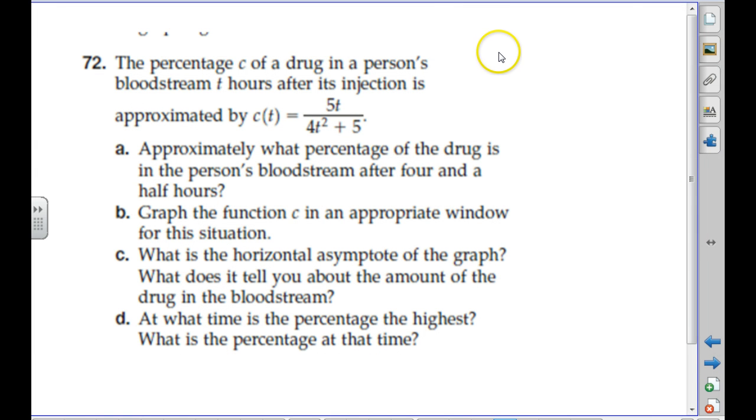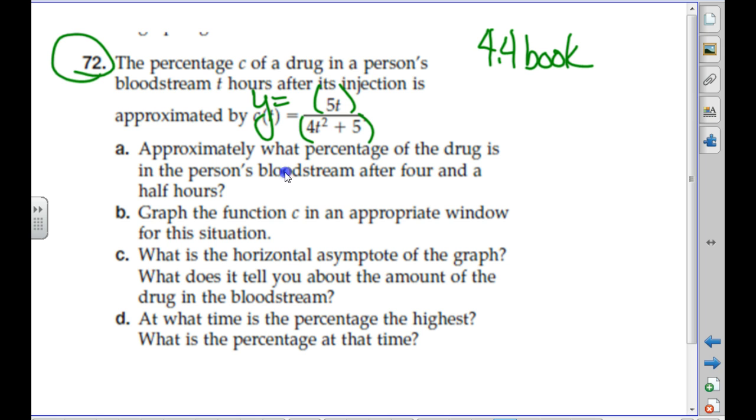All right, I've been asked to do on 4.4 bookwork to talk about number 72. This is a graph it in your calculator question. You set y equal to, and you put parentheses around the top and the bottom. It says approximately what percentage the drug is in the person's bloodstream after 4.5 hours. You're going to put in x equals 4.5, but we need to talk about an appropriate window. It says graph in an appropriate window.